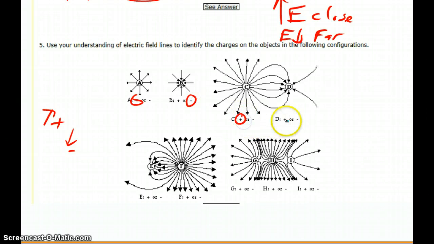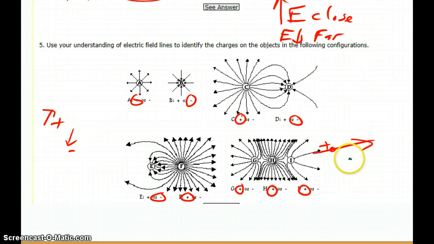Arrows out, positive. Arrows in, negative. Arrows in, negative. Arrows out, positive. Arrows out, positive. Arrows out, positive. That's all there is to it. Again, it's always the direction that a positive test charge would go. And it's going to be repelled out away from positive charges, and it's going to be attracted into negative charges.